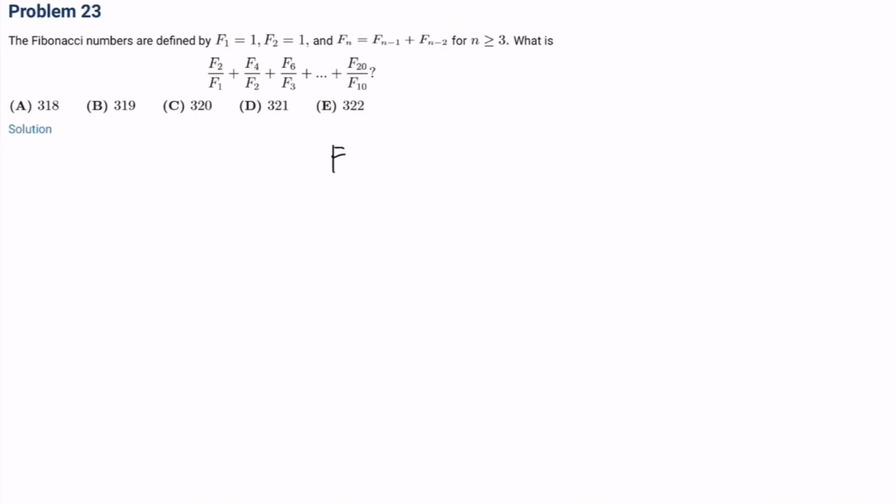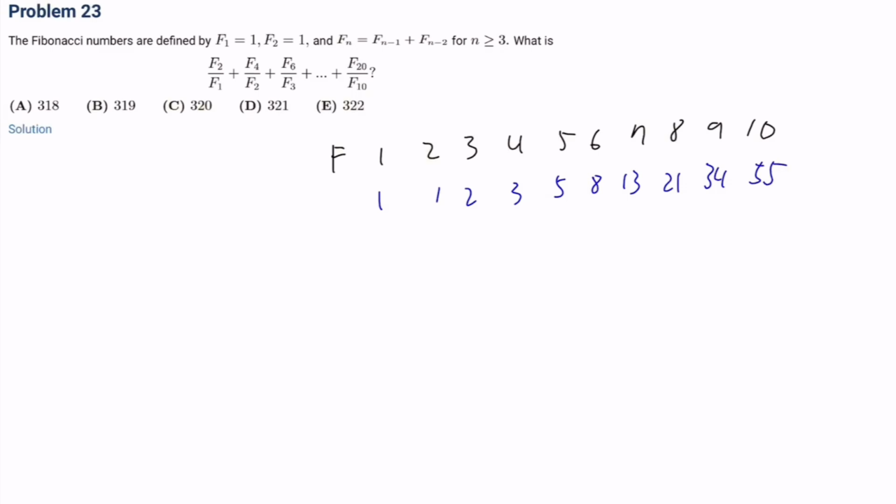The Fibonacci numbers for n is 1, 2, 3, 4, 5, 6, 7, 8, 9, 10. That's going to be, we're starting at 1, 1, and then it's 2, 3, 5, 8, 13, 21. Is it 34? And it's 55, like that, right? And so let's just try these one by one.